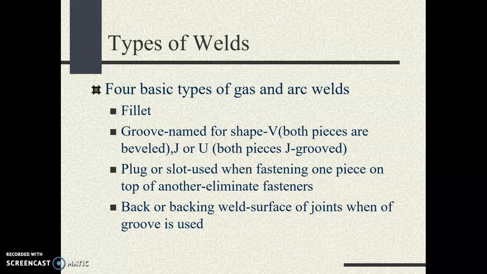And then once we join those pieces together, we can weld them with different shapes of welds. Some of these shapes work better or just lend themselves to the different types of joints, and we'll see that here in a moment. But the shapes of the welds themselves include fillet and grooves. Grooves can be shaped differently. We can have V grooves, J grooves, or U grooves. We could have a plug or slot weld, and a back or backing weld.